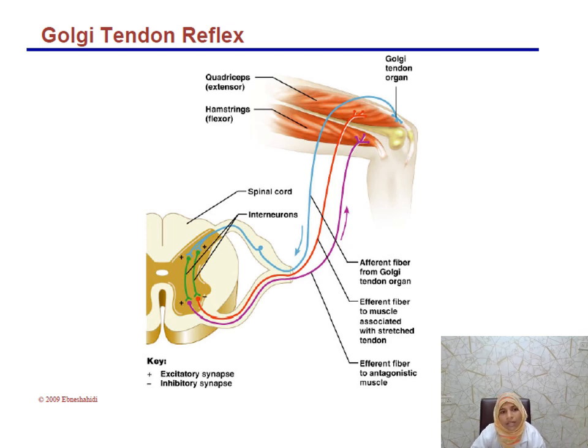So this is an example of a Golgi tendon organ of the lower limb. Whenever there is an increase in tension, the afferent will go via the type 1B fibers. It is going to enter the spinal cord, bifurcate and synapse on two interneurons. So the outcome is we want the agonist muscle to be inhibited. We want autogenic inhibition and reciprocal activation. So these are the efferent fibers to the muscle associated with the stretched tendon, and the pink one is the efferent fiber to the antagonist muscle. Here plus means excitatory synapse and minus means inhibitory synapse.